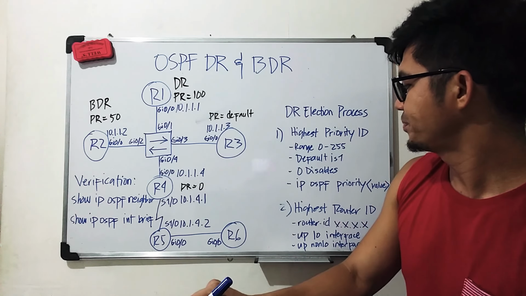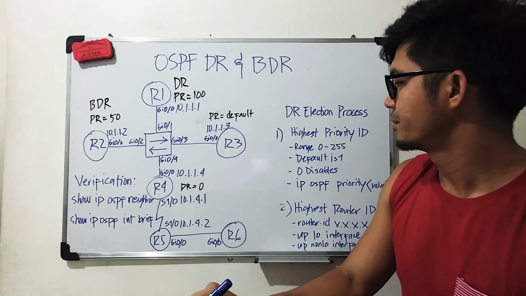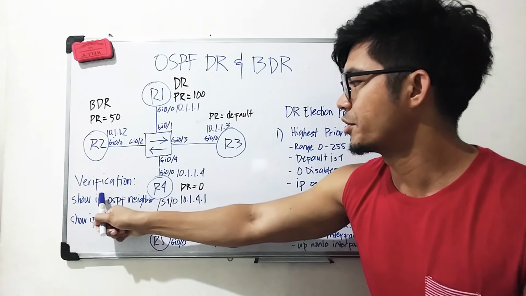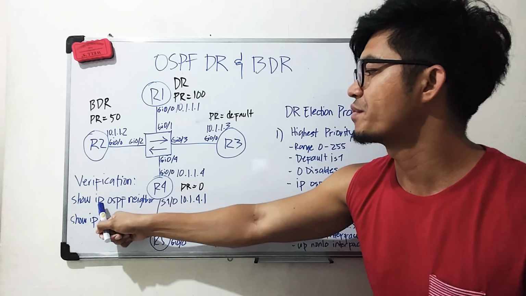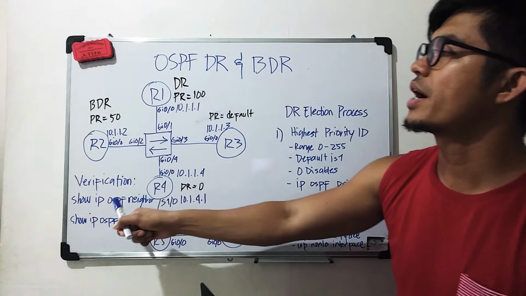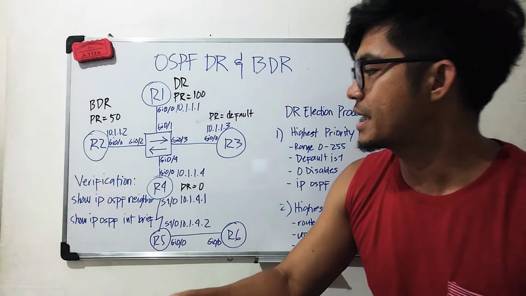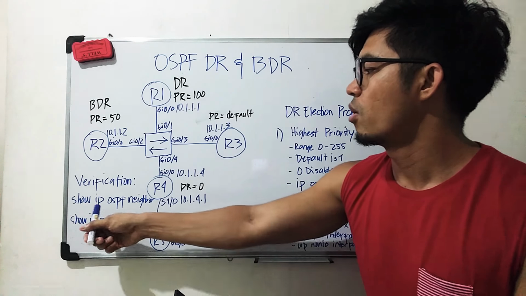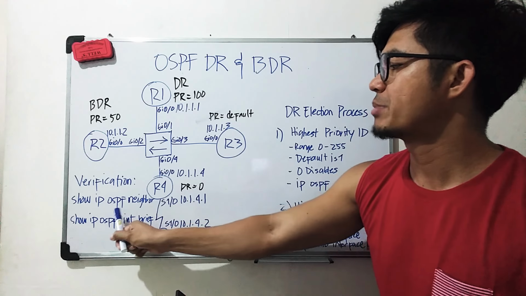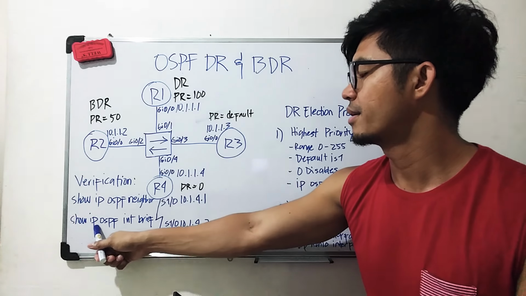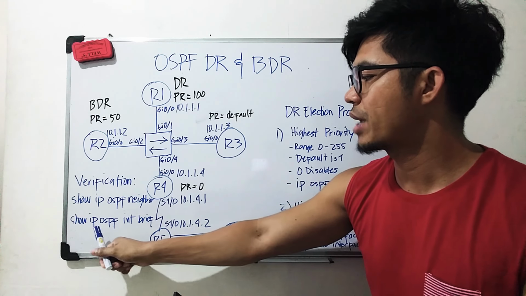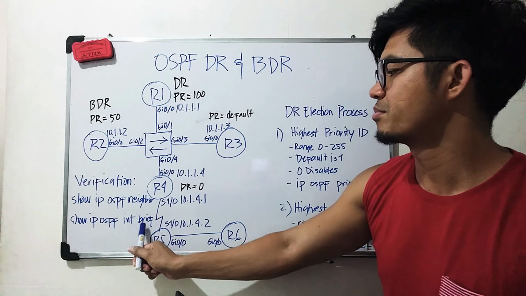So yeah, this is how you would, like I said earlier, verify the state or status of the routers: show ip ospf neighbor, and another verification command is show ip ospf interface brief.